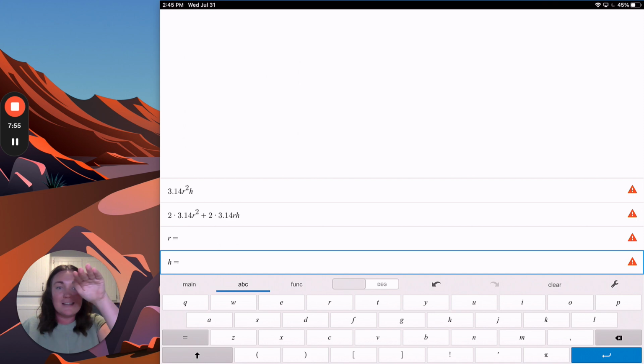So now I know whatever's on the top line is going to be my volume, and whatever's on my second line is going to be my surface area. It's helpful to set up your Desmos like this when you're solving a bunch of problems, so you can really easily just change out the radius and the height and get your answers both times.